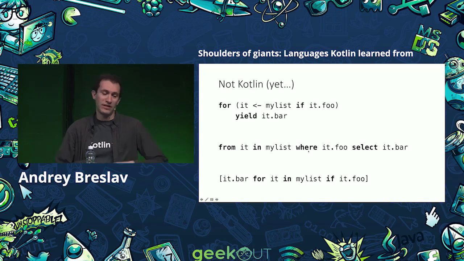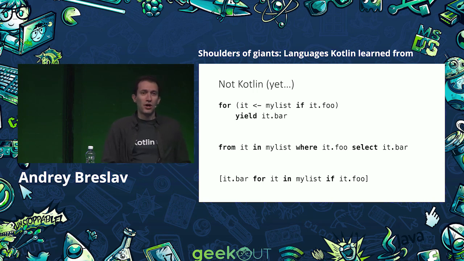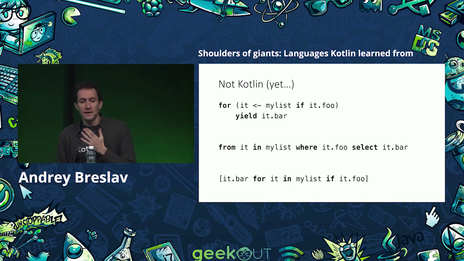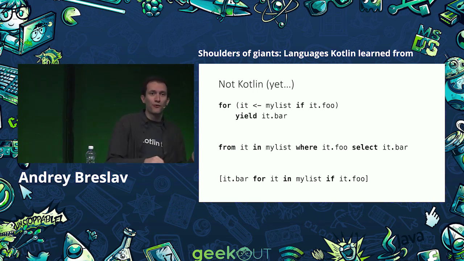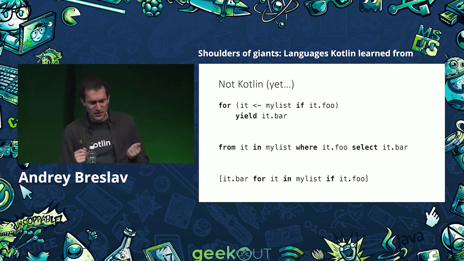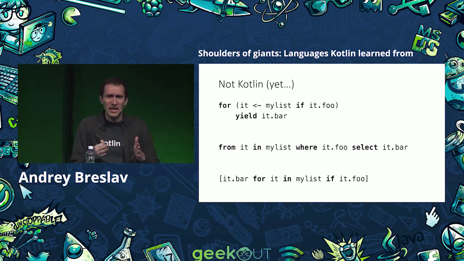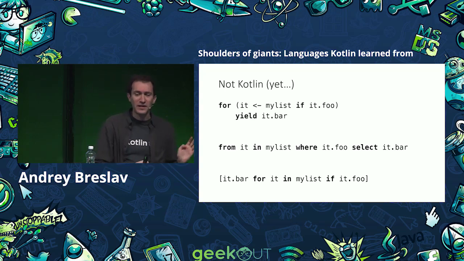C# exposes it as XML. Python exposes it with transposing many keywords, and actually many functional languages do a similar thing. So comprehensions are kind of a controversial feature because people like them for their conciseness, but they don't actually save too many characters compared to the Kotlin syntax.